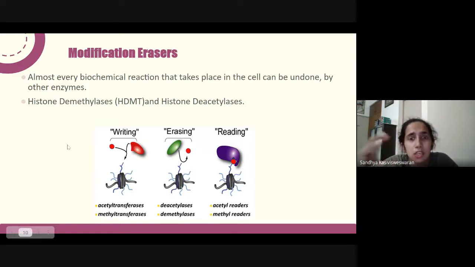So each epigenetic modification has writers, erasers, and readers. Writers write, so enzymes or proteins that write onto another protein are called writers. Erasers are what undo this process, and readers recognize this process. Because what's the point of acetylation or methylation if it is not recognized by something? So the enzymes responsible for this are histone demethylases. So methyl, demethyl. Demethyl is removing the methyl, and histone deacetylases, also called HDAC.